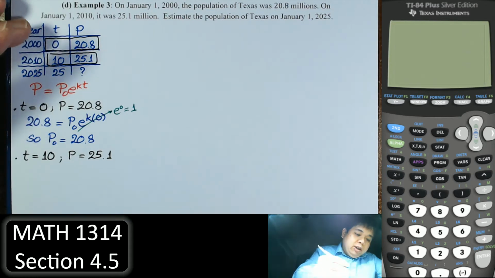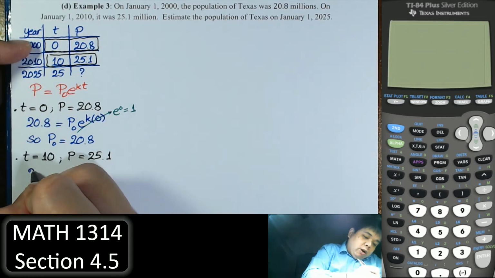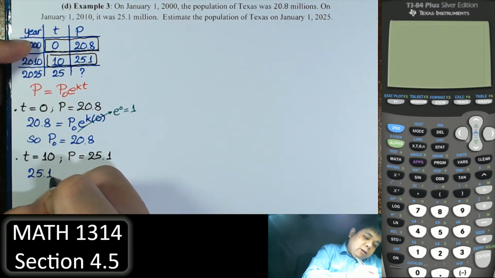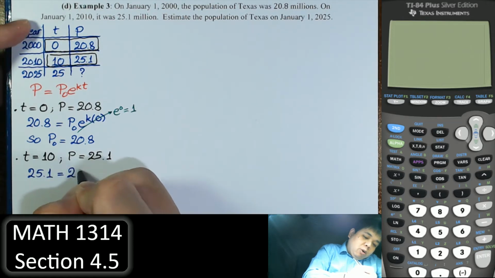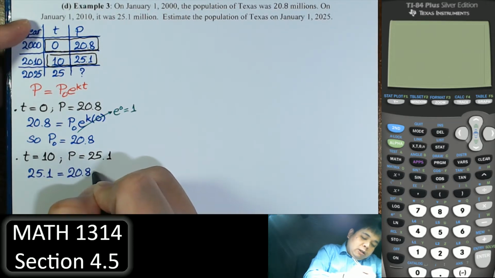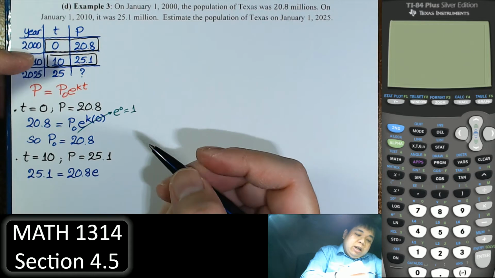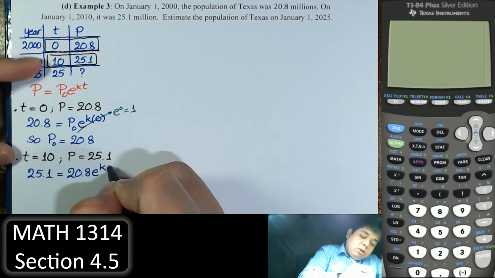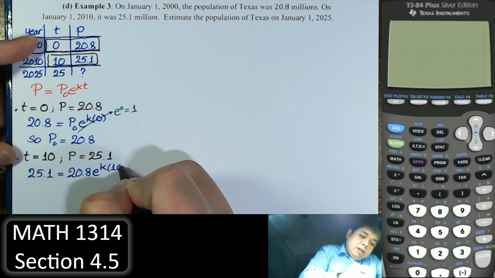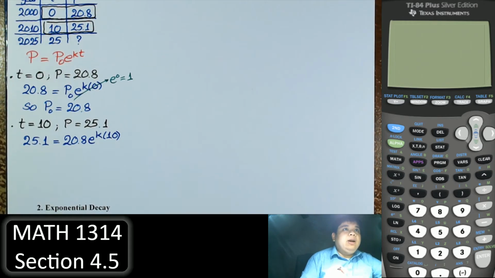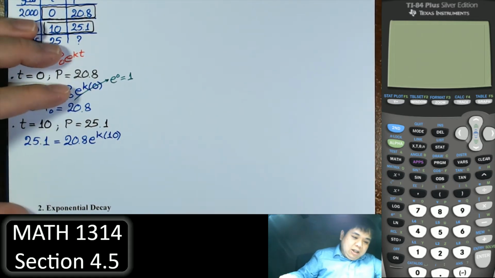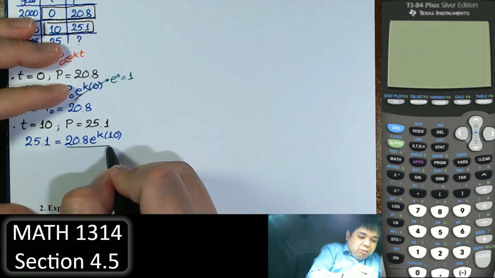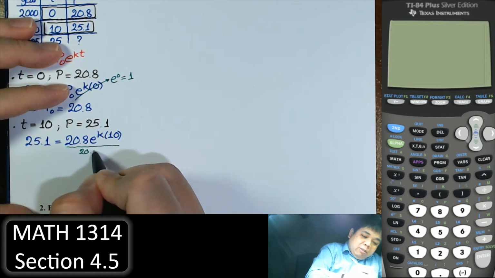So we put everything we know. P is 25.1. P naught is 20.8. The rate we don't know, but we know that it's going to take 10 years to get there. Now this is similar to what we did previously. Divide by the number.